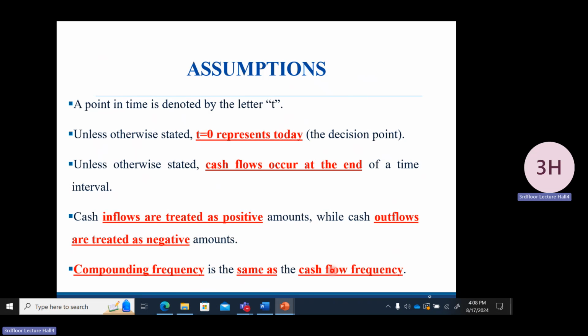So this assumption says that compounding frequency should be equal to the cash flow frequency. When you are calculating the future value of this investment, you have to compound this cash flow the same as the cash flow frequency. That means you have to compound 12 times per year. That is the meaning. Right? So this is normally given: cash flow frequency and compounding frequency should be equal. So these are the assumptions of the timeline. Any clarification on the timeline?